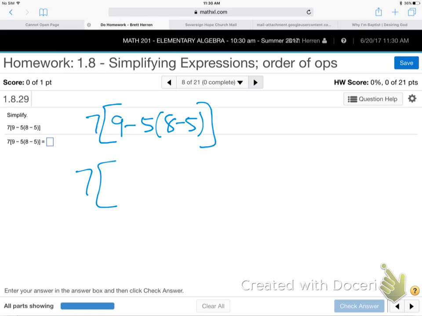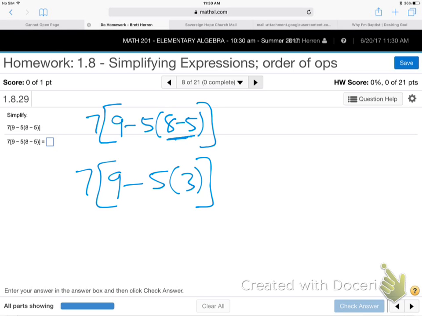Okay, so what do we do first? Yeah, the parentheses, huh? The 8 minus 5, which is 3. Good there. What's next? Could we subtract 9 minus 5 first? No. Why not?